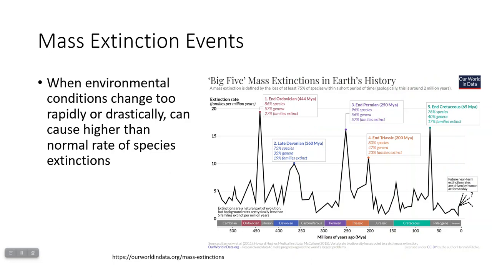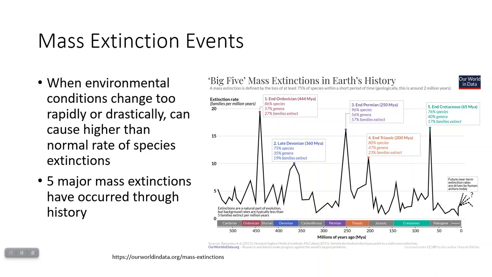When you have too dramatic a change in the climate, that can cause species to go extinct. And if you have a much higher than normal rate of species extinction, we define that as a mass extinction. So here we have a diagram showing the 5 major mass extinctions that have occurred throughout history. There's the end Ordovician, where about 86% of all the species on the planet went extinct. Then there's the late Devonian, around 360 million years ago. About 75% of all the species that existed went extinct. The end Permian was a pretty dramatic one. 96% of species went extinct.